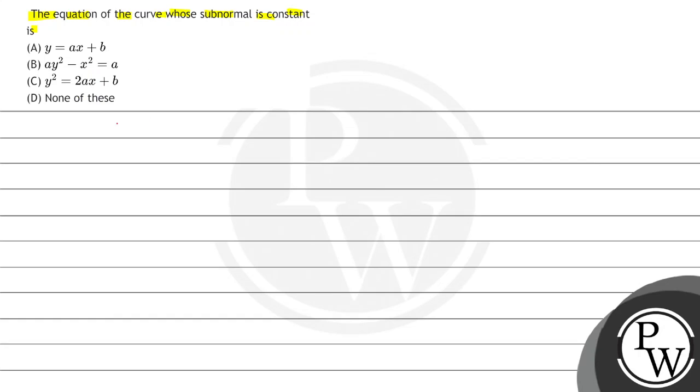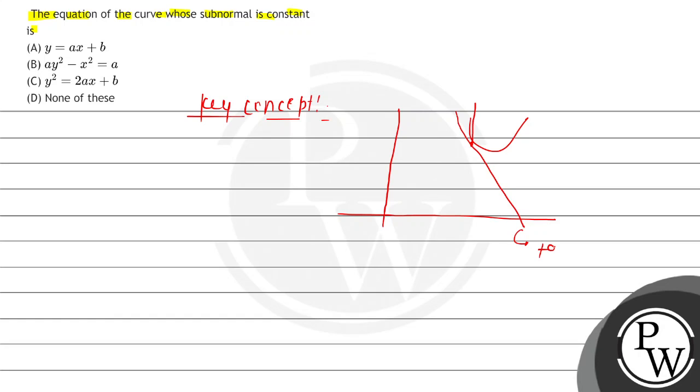Before solving this question, we need to understand some key concepts. So we'll write the key concept first. Suppose we have some graph or some curve like this, and suppose this is normal to this curve, then we know that this is the tangent.